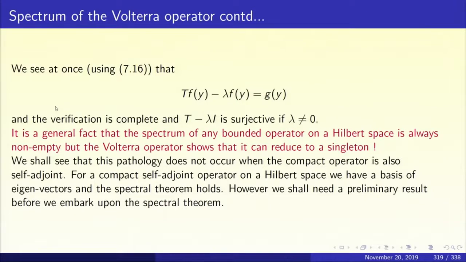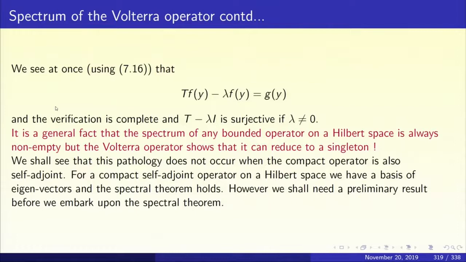We are going to study compact self-adjoint operators on a Hilbert space, and this pathology will not occur. The spectrum will have elements other than the origin, and it will have eigenvalues, and there will be sufficient eigenfunctions for you to form an orthonormal basis.